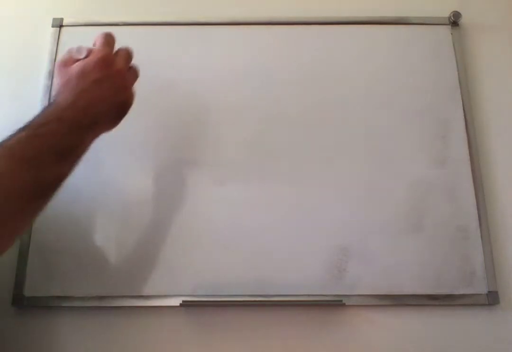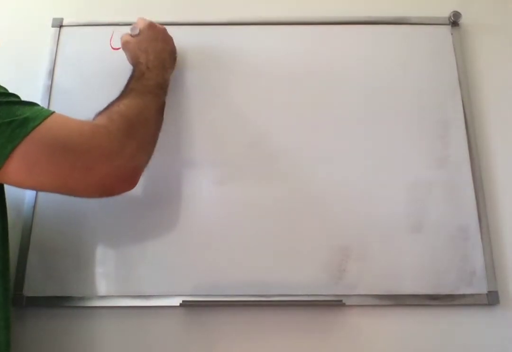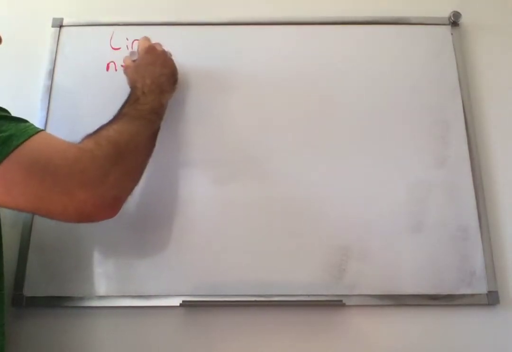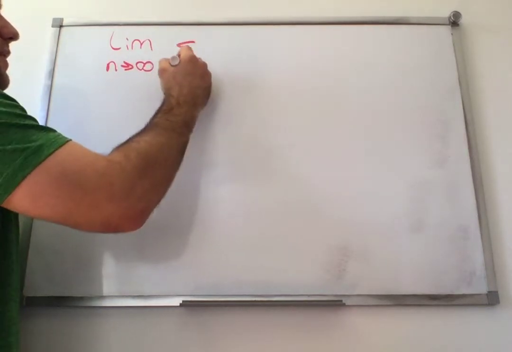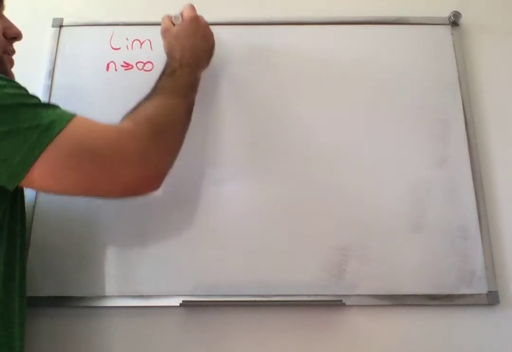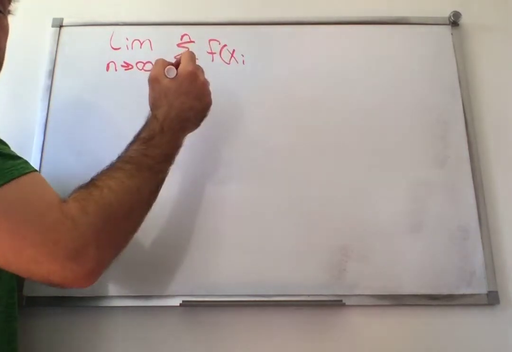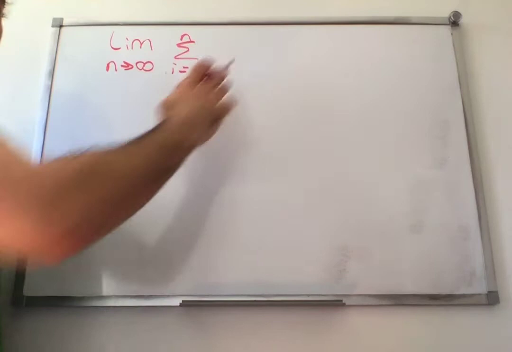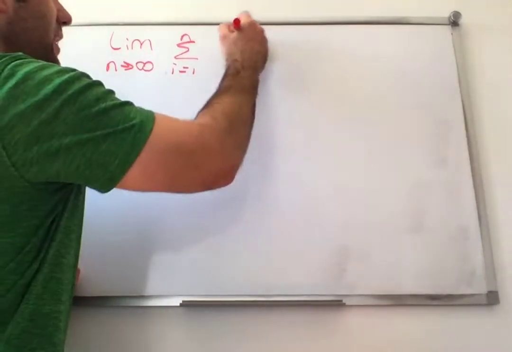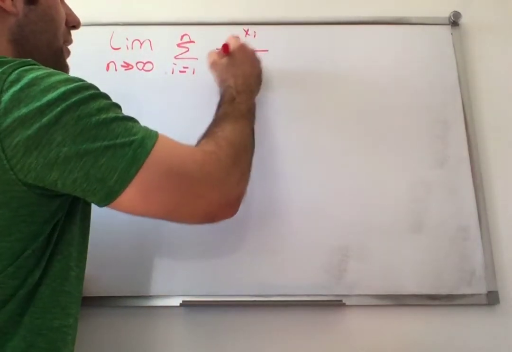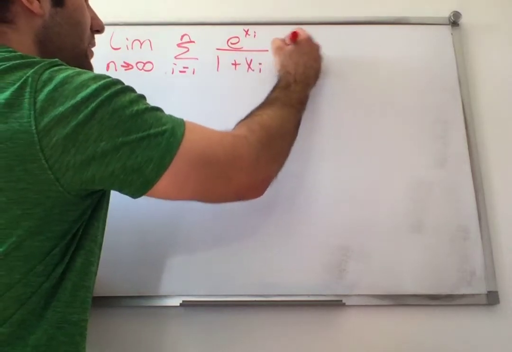Now let's do some examples that involve the definition of a definite integral. Okay? Now the first example says express the limit. So here they give us a limit as n goes to infinity of the sum of i equals 1 to n of f of x sub i, or actual function, is equal to e to the x sub i divided by 1 plus x sub i, delta x.